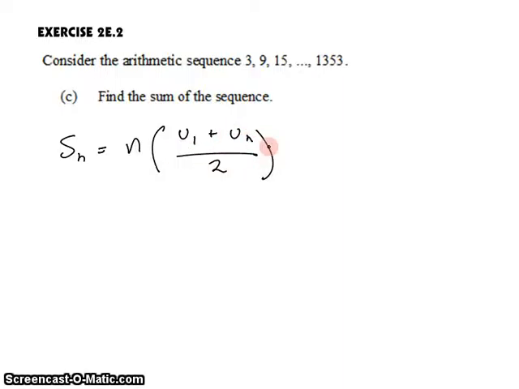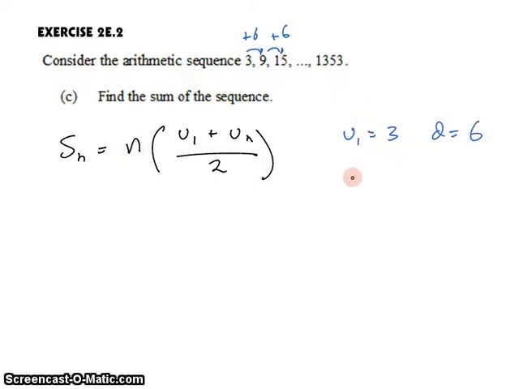All right, so what do we know? We know the first term is 3. We also know the common difference is 6. The difference between 3 and 9 is 6. The difference between 9 and 15 is 6. And since we're told that it's an arithmetic sequence, then we know that we have a common difference. So plus 6, plus 6. So the common difference is 6. We now need to use this information to find which term is the last term, because we need to know how many terms there are in this sequence.